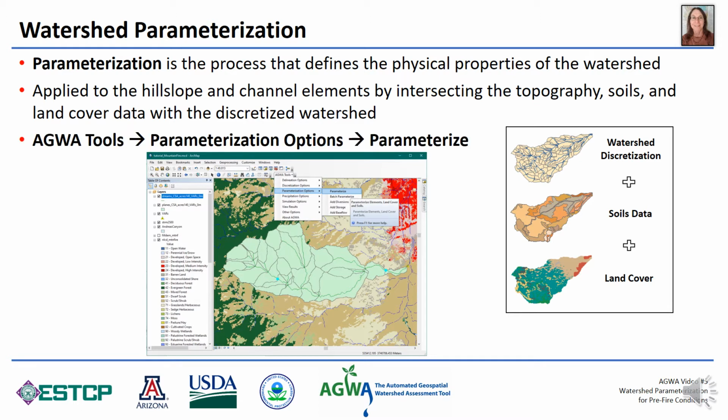To parameterize the watershed, go to AGWA Tools, Parameterization Options, Parameterize. Notice the other parameterization options available. Batch parameterization allows you to run several at the same time. Add diversions includes side channels. Add storage adds detention basins or ponds. And add base flow accounts for perennial flow. For this tutorial, select Parameterize to parameterize a single watershed, the Andreas Canyon watershed.